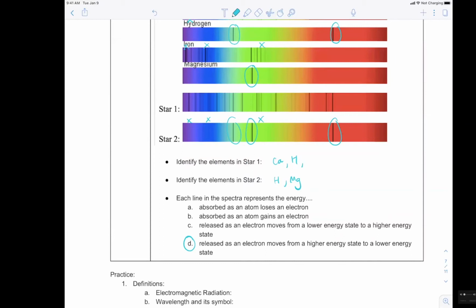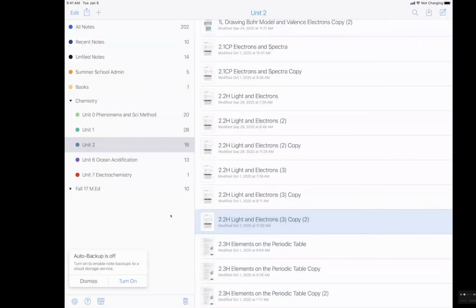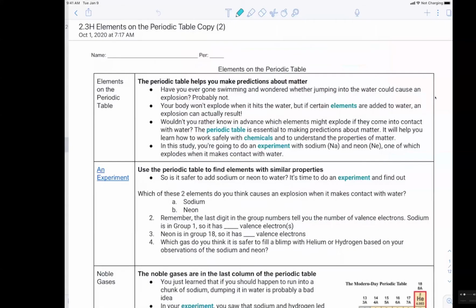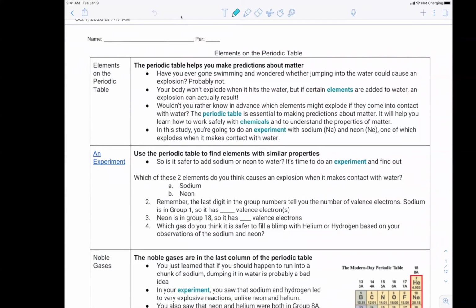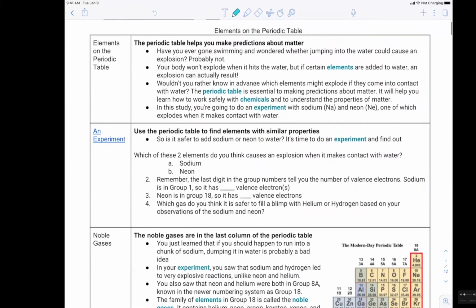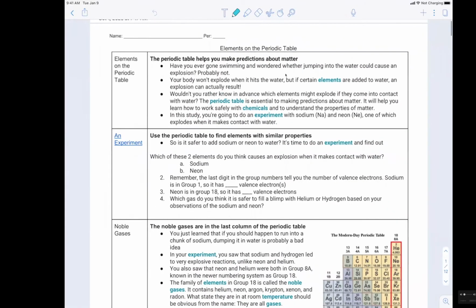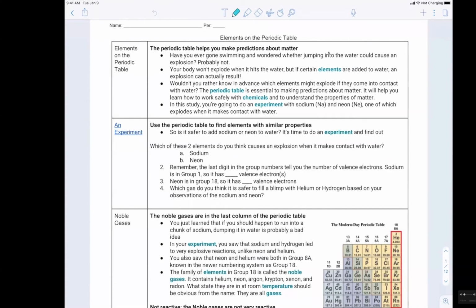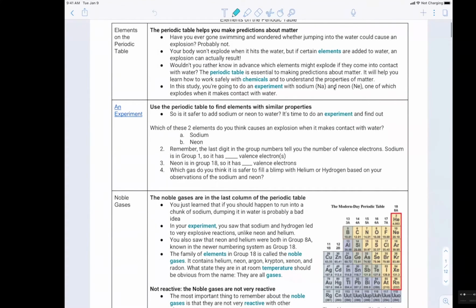Okay, so let's move on to the actual lesson for today. Today we're going over elements on the periodic table, and we're basically going to see how to predict the reactivity of certain elements. The first thing we're going to do is compare sodium and neon.